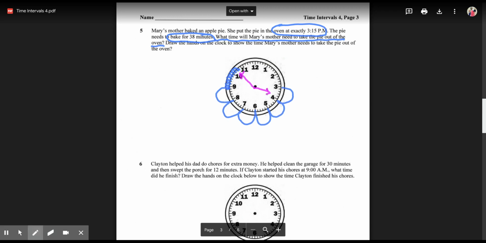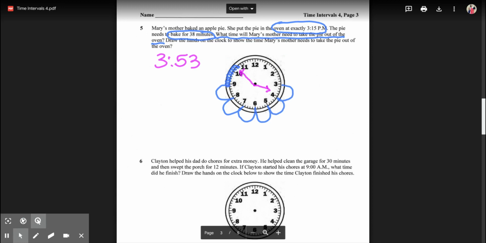All right, so our minute hand is not quite to the 55. It's at about the 53. So we're going to say she takes it out of the oven at 3:53.